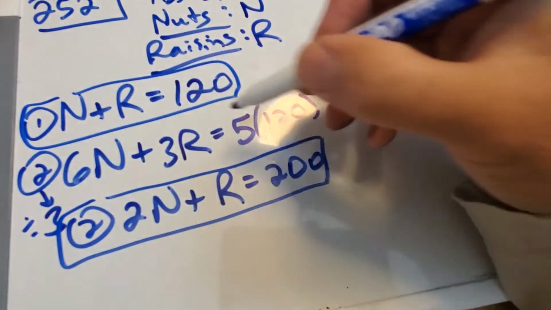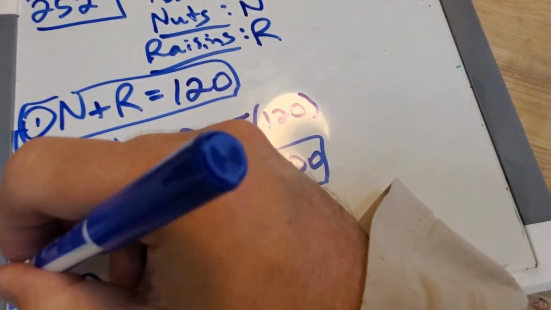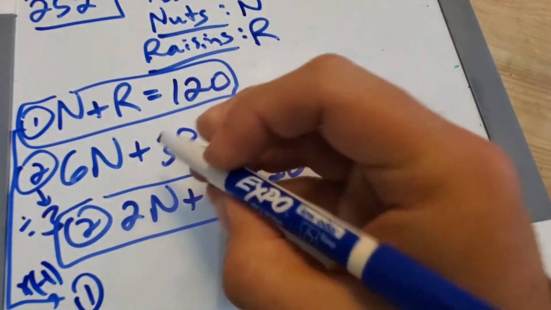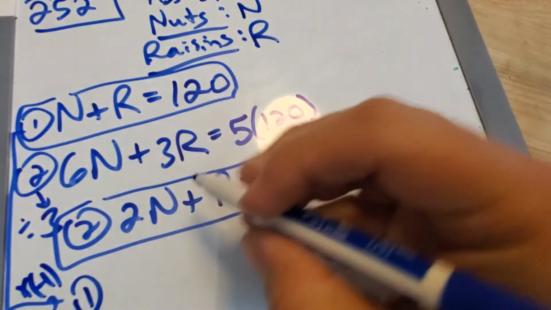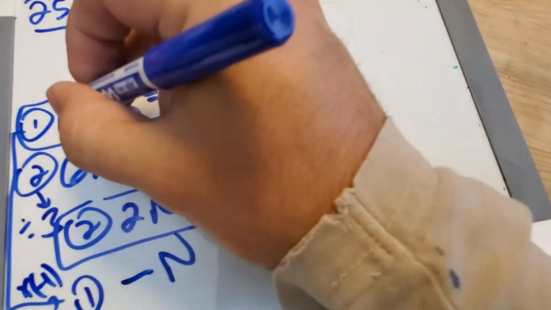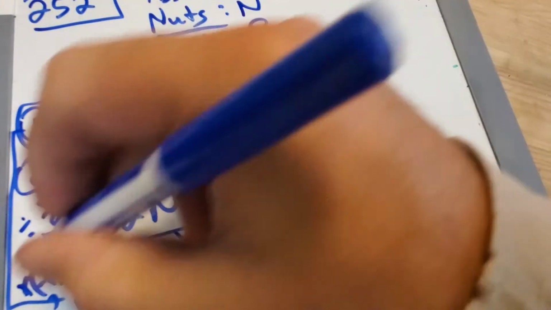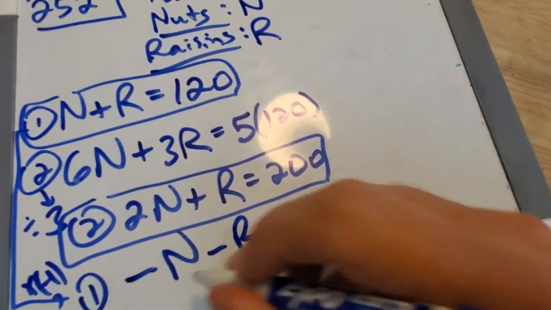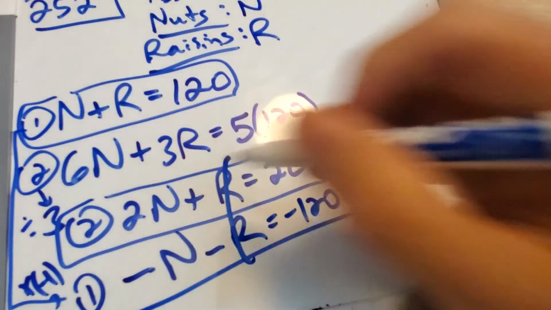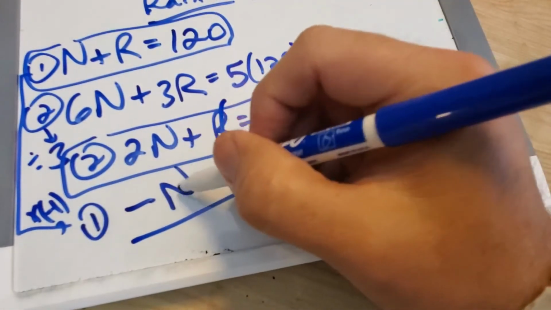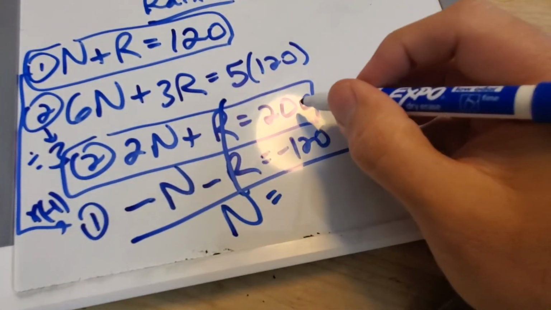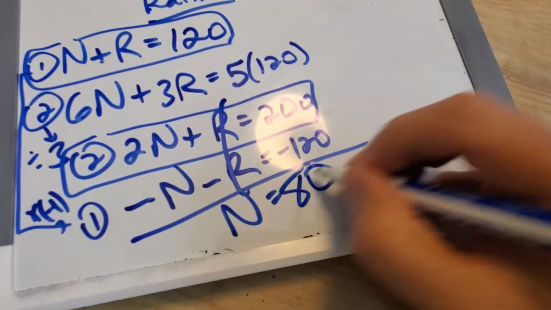Notice how the r's just want to die. If only one of them was negative. So let me take the first equation and multiply by -1, so then the r's will kill each other. I get negative n. N times -1 is negative n. R times -1 is negative r. 120 times -1 is -120. Die, r. I'm sorry, 2n minus n is n. 200 minus 120 is 80.